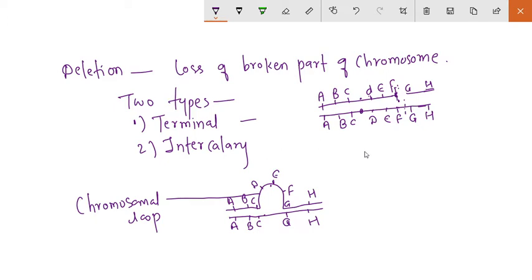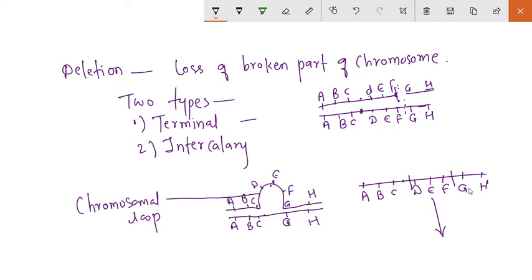आता त्याला इंटरकॅलरी का म्हणायचं कारण त्या ठिकाणी लॉस होताना काय झालं तर या ठिकाणी A B C then D E F G and H. टर्मिनल मध्ये आपण काय पाहिलं की there is only one cut and only one break here, but in this intercalary there are the breakage at two place. So it is one place and it is another place. So at two place the breakage takes place and then this part it gets lost and these two broken parts or these two broken pieces they again get joined.